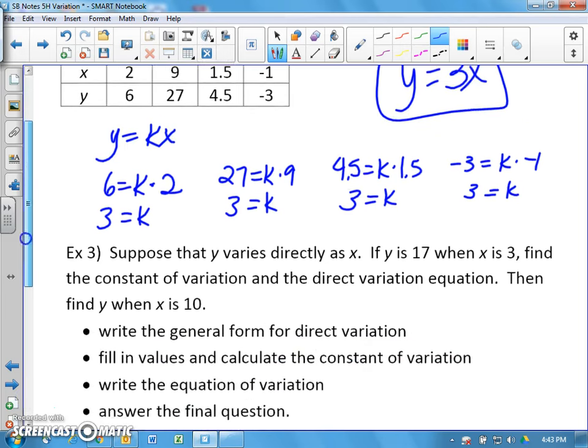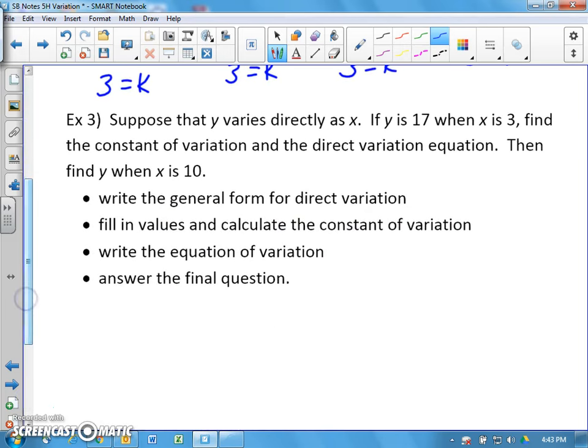Okay, so let's look at the next example. Suppose that y varies directly as x, and now we're told that y is 17 when x is 3. My job is to find the constant of variation and the direct variation equation, and then I'm going to use those to find y when x is 10. Below, you're seeing step-by-step instructions on how to accomplish this problem.